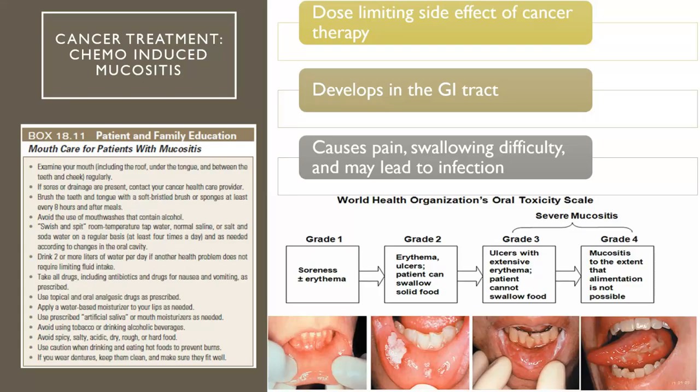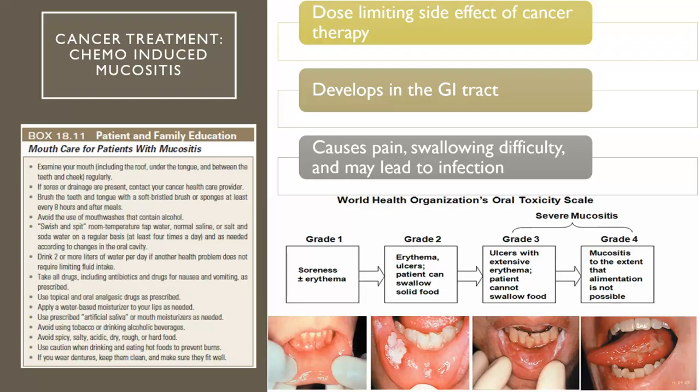Chemo-induced mucositis or stomatitis is another term for it. Dose-limiting side effect of cancer therapy. So high doses of chemo for long periods of time is going to increase your occurrence of these open ulcers in the mouth. Develops in the GI tract. Remember, anything from your mouth all the way down to your anus, that whole tube, so your esophagus, your stomach, your intestines, your rectum, that's your entire GI tract. So you could have ulcers anywhere in that tract, but mainly you're going to see it in your mouth.